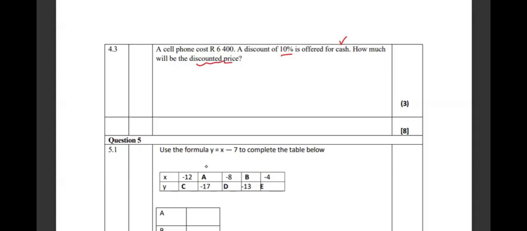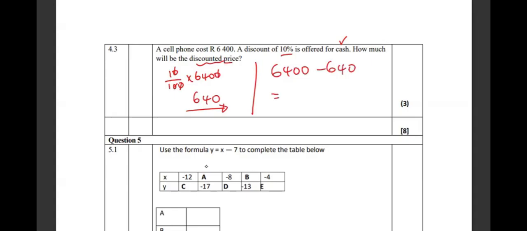There are two ways to do this. You can say 10% is 10 over 100 times 6.4. This cancels that, which means the discount is 640. Then for the discounted price, you're going to subtract 640 from there. So 6.4 minus 640, someone is going to pay 5,760.